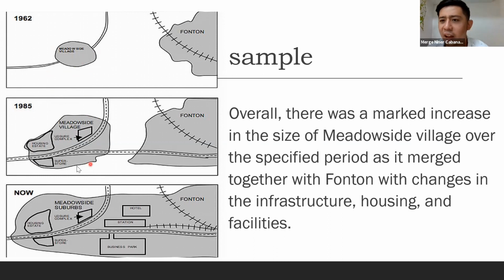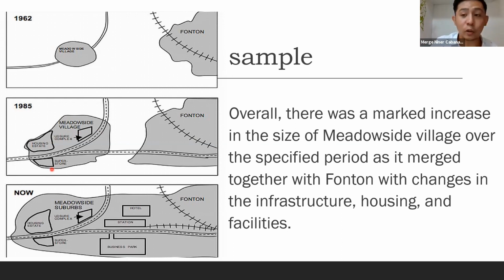But not only Meadowside, Fonton also increased in size. Look at Fonton right here. Now Fonton extends right through here. And then this road extended from Meadowside to Fonton. Well, I'm not going to put all the things into perspective. I want you just to understand there were some key changes. I'm not going to mention that the changes are leisure complex, housing estate, superstore. I'm just implying that there were changes.